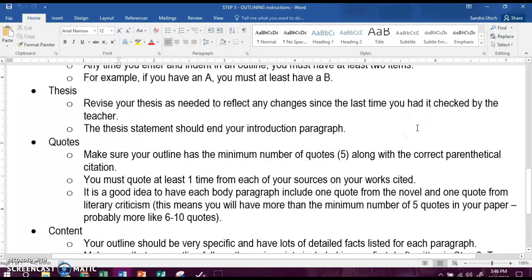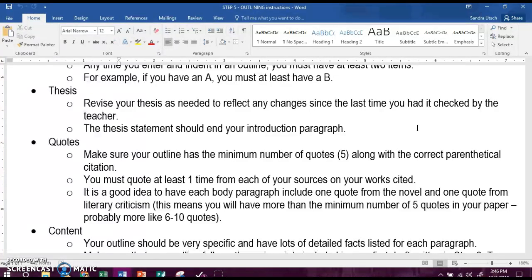Your outline is going to include your quotes. You want to make sure that your outline has the minimum number of quotes, which is 5, and the quotes that you include are going to have correct parenthetical citations attached to them. You have to quote at least 1 time from each of your sources on your works cited. That's how we get the minimum of 5.